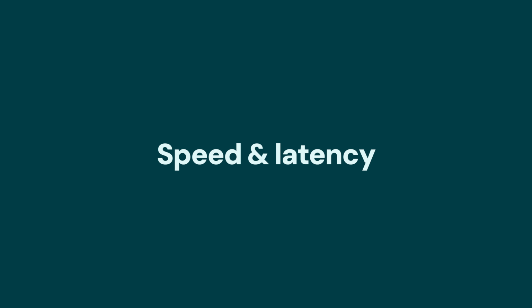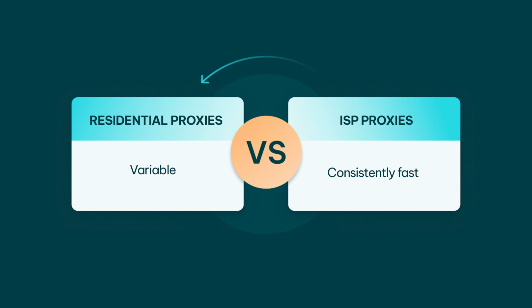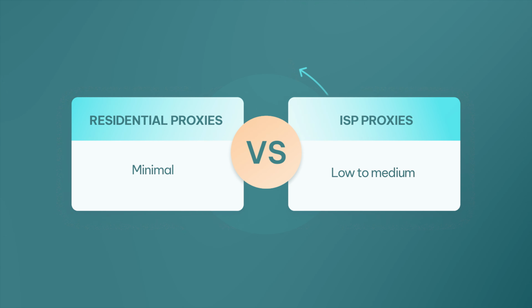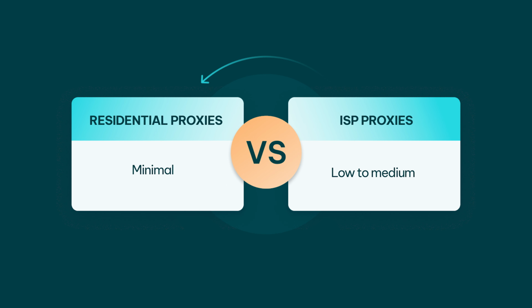Speed and latency. Residential proxies can vary in speed since performance depends on the end user's internet connection. ISP proxies are usually much faster and more consistent thanks to their data center infrastructure. Detection risk. Residential proxies carry minimal detection risk, making them highly effective on even the most protected websites. ISP proxies have a low to medium detection risk. They're still strong, but when many IPs share the same subnet, they can sometimes get flagged.